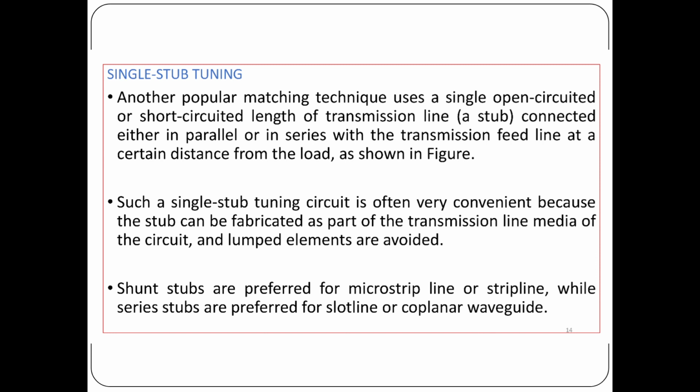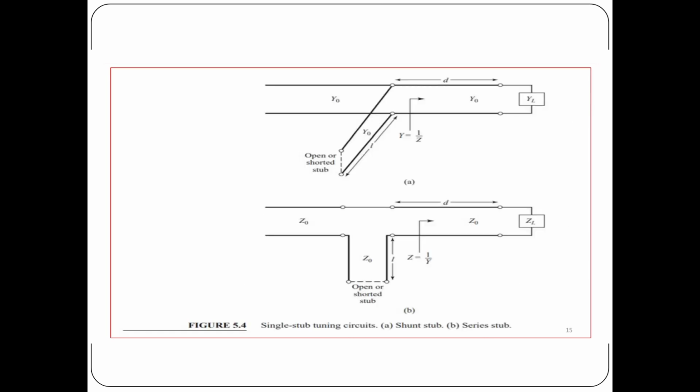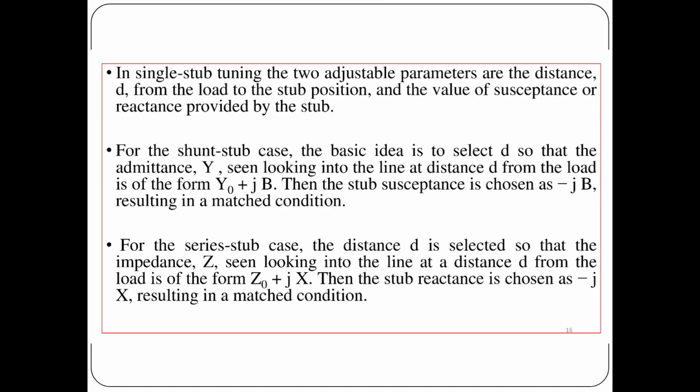Single stub matching or tuning. Another popular technique is a single open circuit or short circuit length of transmission line, or stub, connected either in series or parallel to the transmission line feed at a certain distance from the load. Such single stub tuning is often convenient because the stub can be fabricated as part of the transmission line medium, and lumped elements can be avoided. Shunt stubs are preferred for microstrip line or stripline, while series stubs are preferred for slot line or coplanar line. Let us see how a stub is placed in series or parallel to the main waveguide.